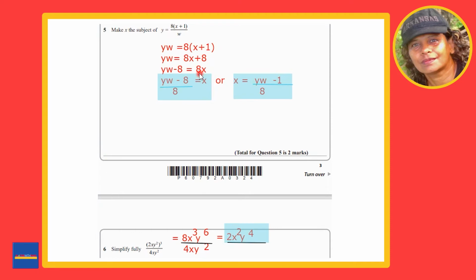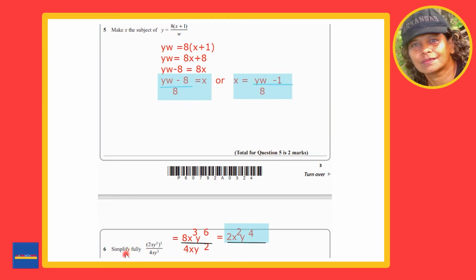So if we divide both sides by 8, we will end up with yw minus 8 over 8. Now we can leave that as an answer, or we can divide each of these terms by 8. That means we'll get yw over 8 minus 8 over 8, which is just 1. And that will be our answer.